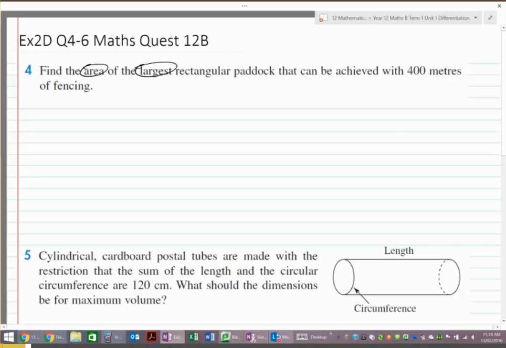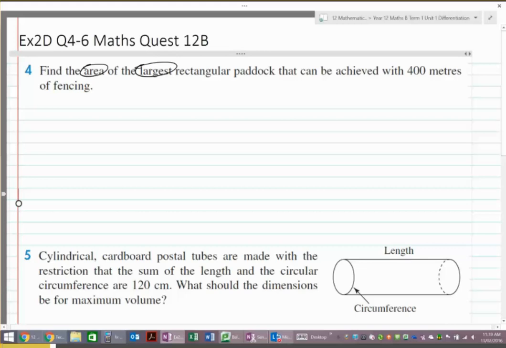Okay, the maximum area of the largest rectangular paddock. If you don't know what a paddock is, it's a place where we put cattle, like cows and sheep, that can be achieved with 400 meters of fencing. Okay, so 400 meters of fencing material. It's telling us something about the perimeter.